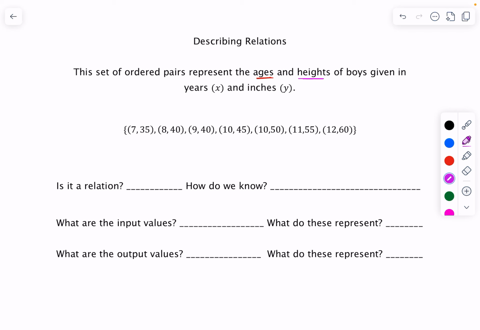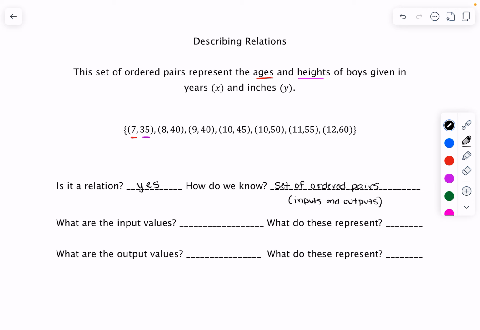So here's our set of ordered pairs. And what this means is that when this boy is 7 years old, his height is 35 inches. That's what that coordinate pair is saying. That's what all these coordinate pairs are saying. So is this a relation? Yeah, it's a relation. And we know that because it's a set of ordered pairs. We can also say that it has inputs and outputs.